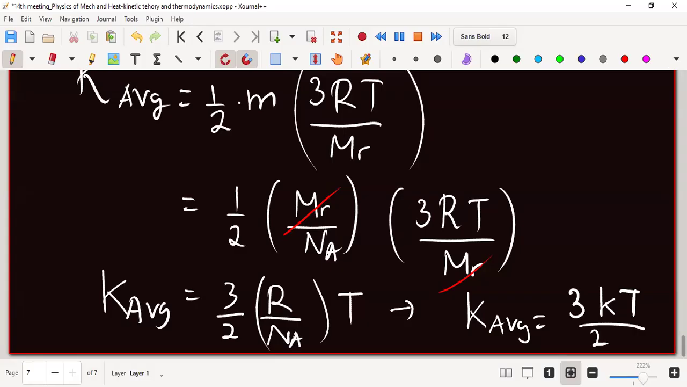This one is the average. By this equation, it tells us something unexpected: at a given temperature T, all ideal gas molecules, no matter what their mass, have the same average translational kinetic energy. It means that the translational kinetic energy does not depend on the mass, but only depends on the temperature.